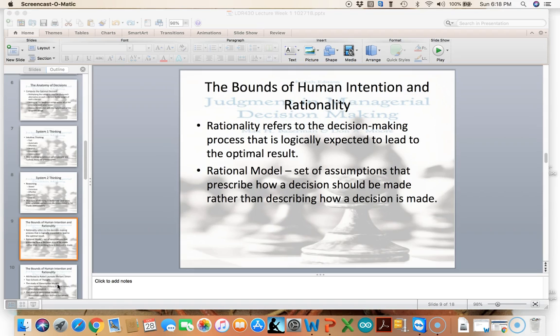For purposes of this text, rationality refers to the decision-making process that is logically expected to lead to the optimal result. In speaking about the rational model, we talk about a set of assumptions that prescribe how a decision should be made rather than describing how a decision is made.